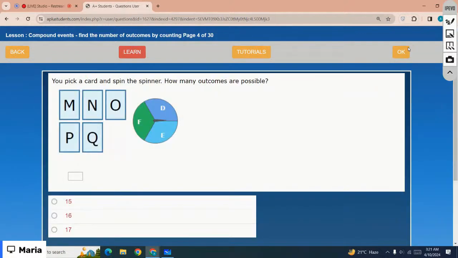You pick a card and spin the spinner. How many outcomes are possible? Which is the correct option? Very good. That is 5 times 3, 15 it is. The correct option is 15.